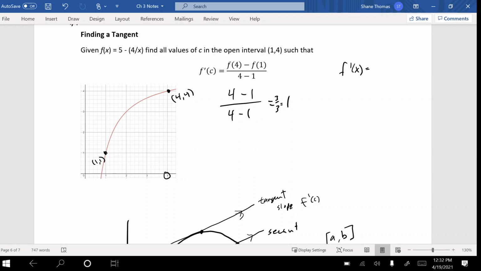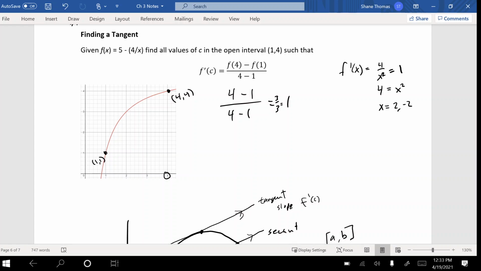Okay? So if I'm going to differentiate 5 minus 4 over x, I'm going to end up getting that that's going to be 4 over x squared. I just went ahead and did that for you. All right, so I'll set that equal to 1. Now I need to solve for x. Multiply both sides by x squared. So then x is going to be equal to 2 and negative 2, right?